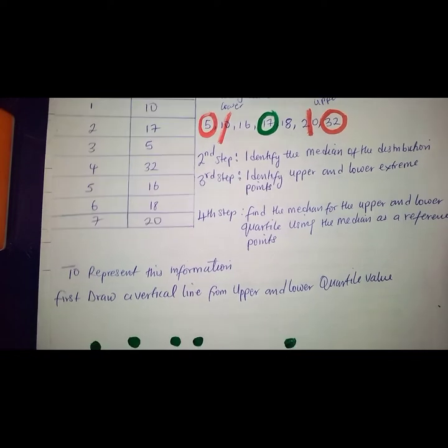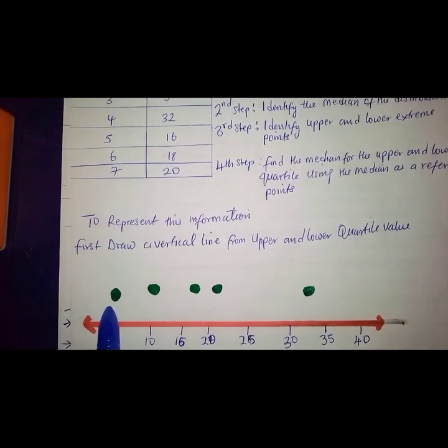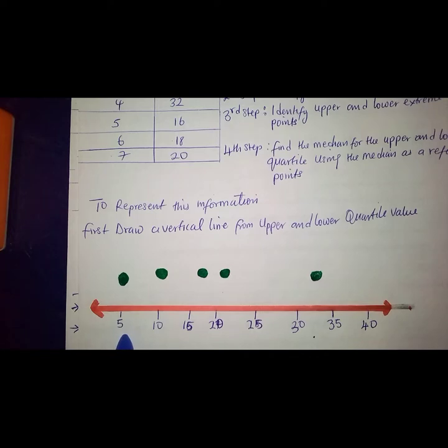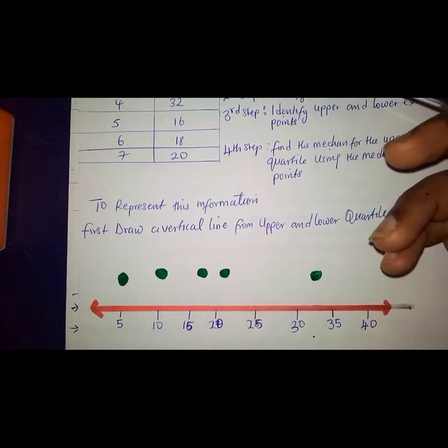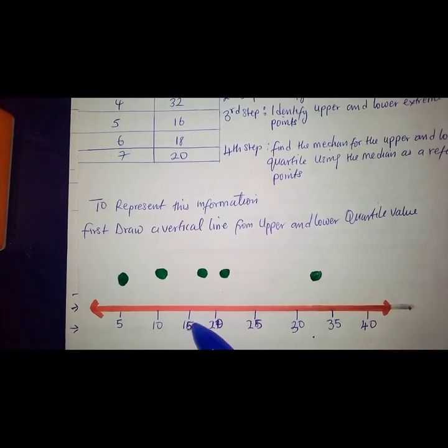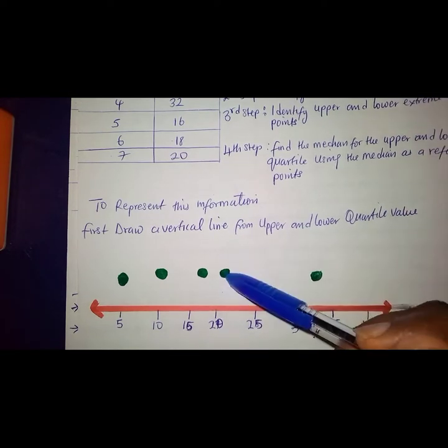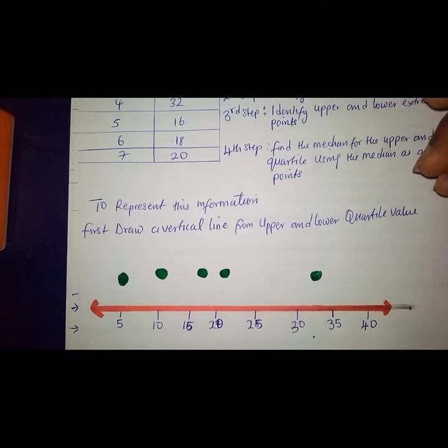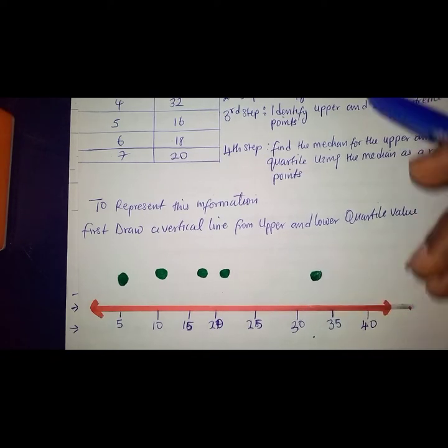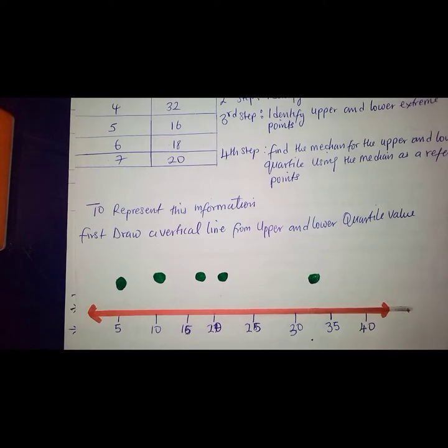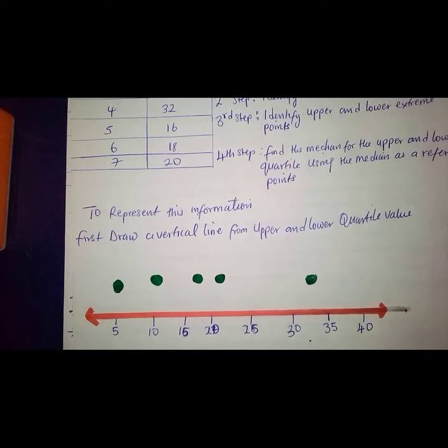We trace for 5. We come here and put a dot. This is 5. Then we trace for 10 and put a dot. We trace for 17. 17 is found between 15 and 20. We put a dot. Then we trace for 20 and put a dot. We trace for 32 and put a dot. Once you have gotten to this point, you now have to join the lines so that they match and form the box and whisker plot.